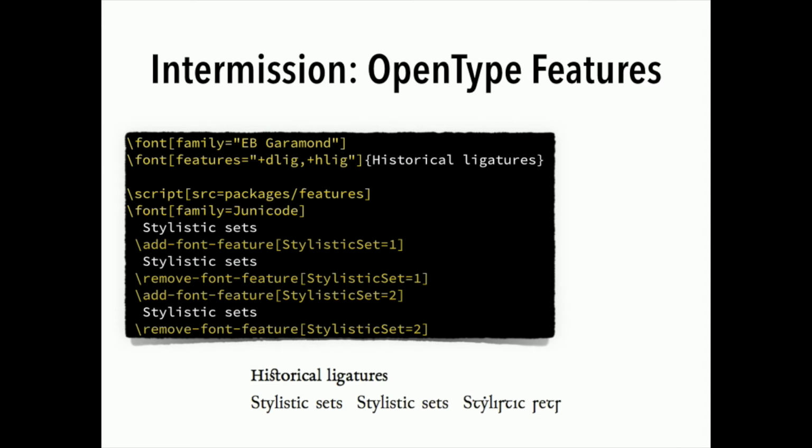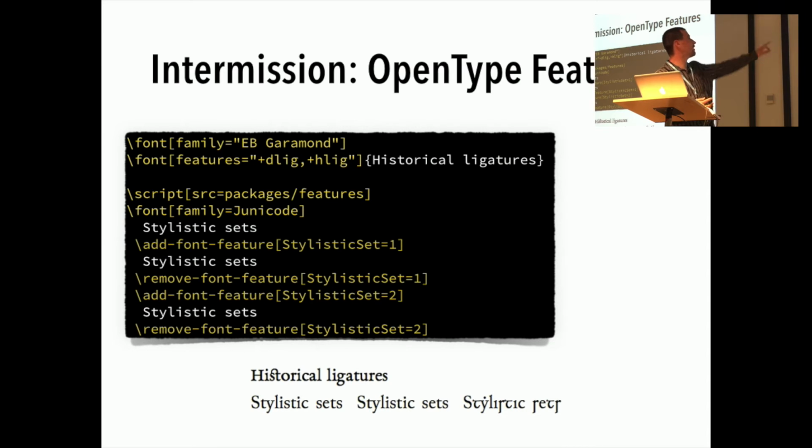Just want to take a brief intermission. Somebody asked me, what about if we're dealing with very, very complex scripts and you need to access OpenType features directly? Well, you can do that. You can add a feature string to your font command, and there's also a package which will make that a little bit easier for you. Let's move on to a different language.